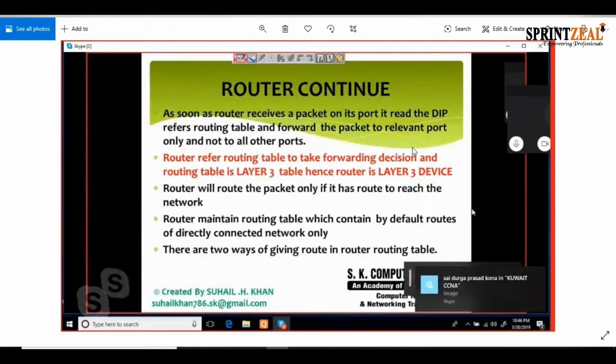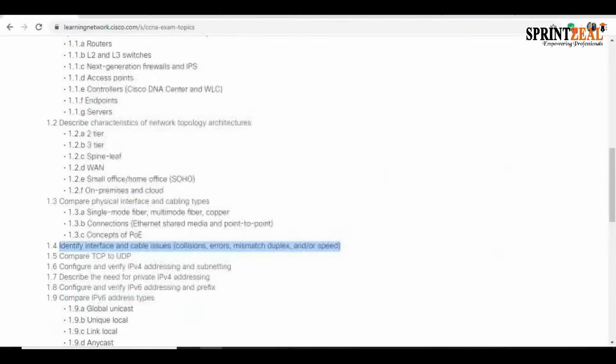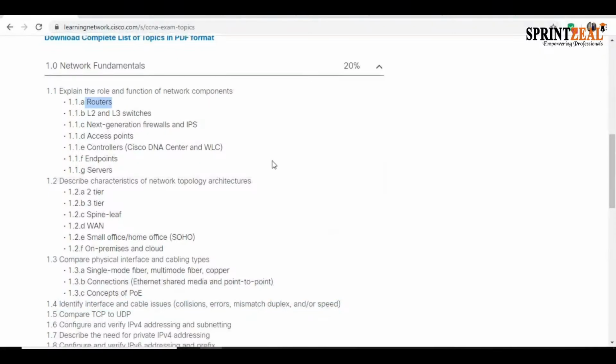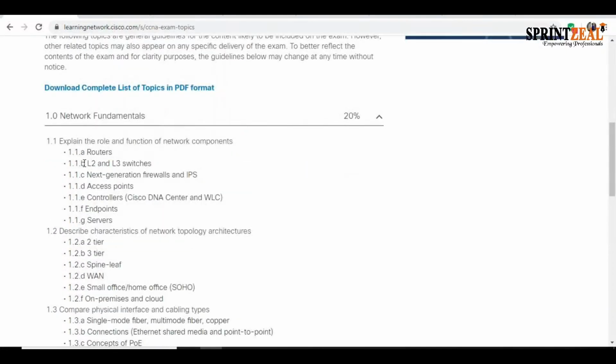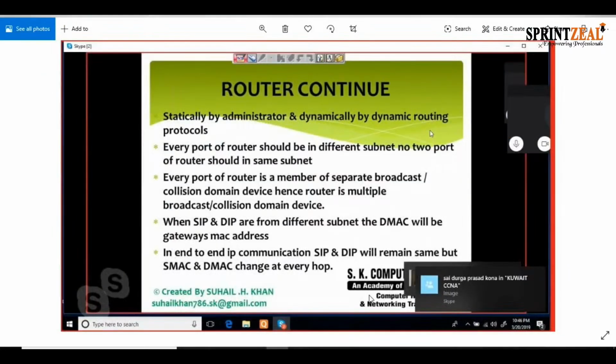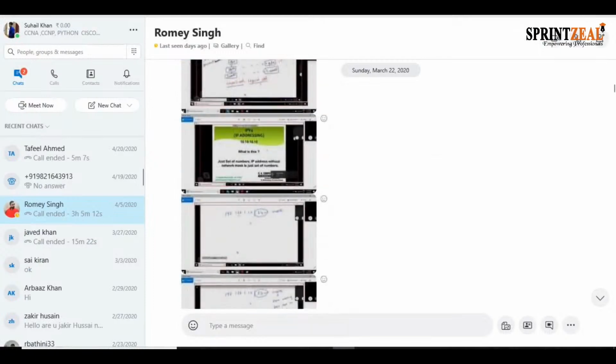Okay, so this is your router. Now let's see the difference between switches. We have completed how many topics? We have completed all the routers. We have completed collision and shared medium and all. Now I will show you the difference between L2 switch and L3 switch. L2 switches are those switches which only do switching. L2 only does the switching. Let's start the IP address.